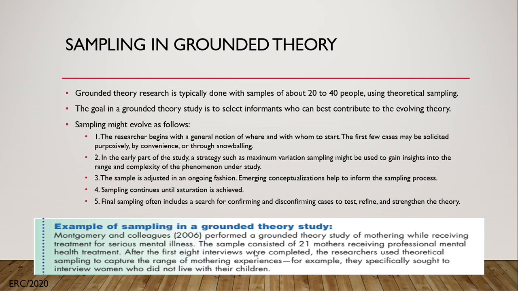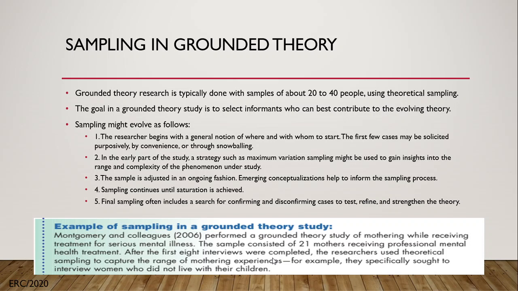Number one, the researchers begin with general notions of where and with whom to start. The first few cases may be solicited purposively, by convenience, or through snowballing. Okay, in the early part of the study, strategies such as maximum variation sampling might be used to gain insights into the range and complexity of the phenomenon under study. The sample is adjusted in an ongoing fashion. Emerging conceptualizations help to inform the sampling process. Okay, sampling continues until saturation is achieved.